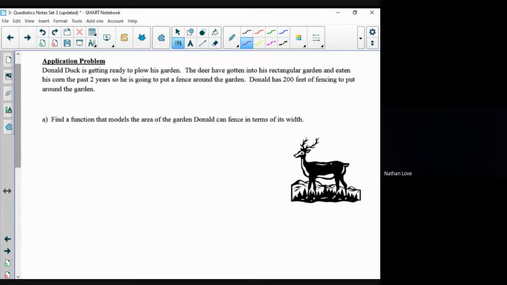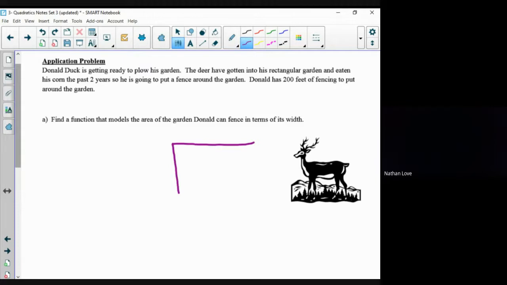Donald Duck is getting ready to plow his garden. The deer have gotten into his rectangular garden, eating his corn for the past 2 years. He's going to build a fence around it. So he has 200 feet of fencing, which is not a lot, but it's a small garden. First thing we do is draw the fence.